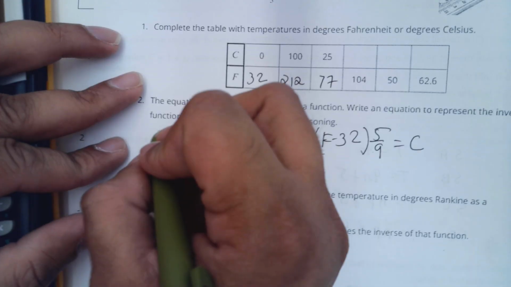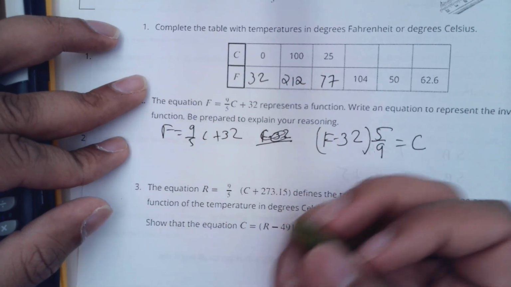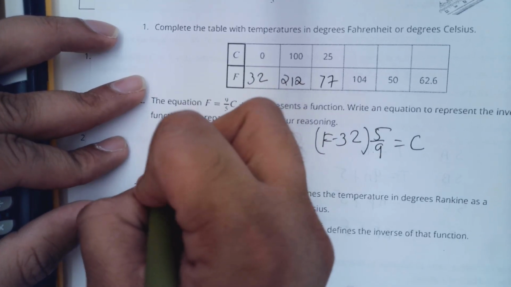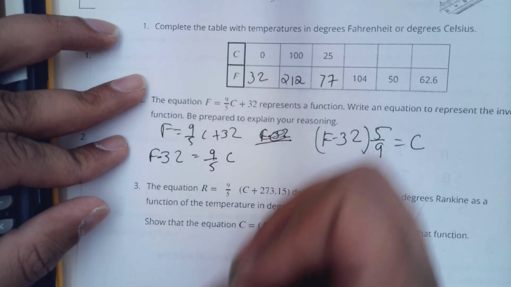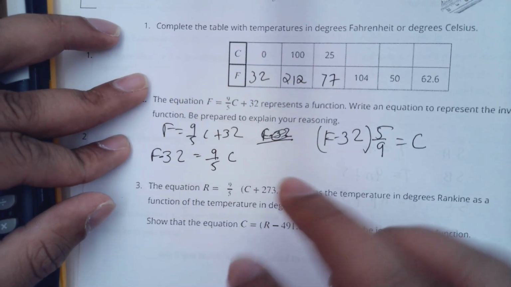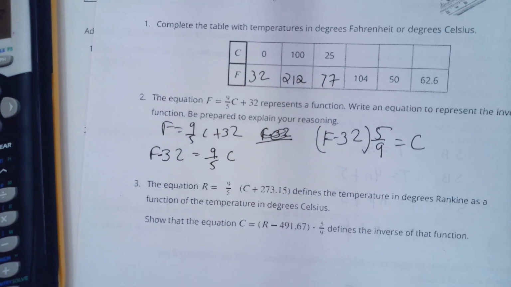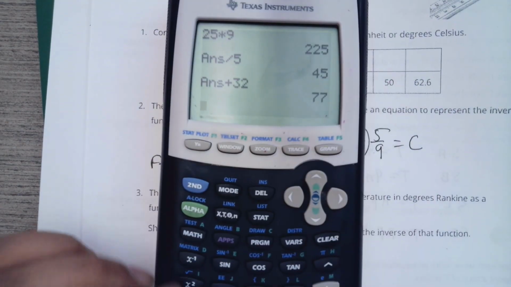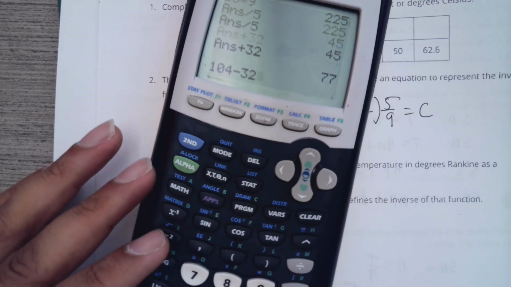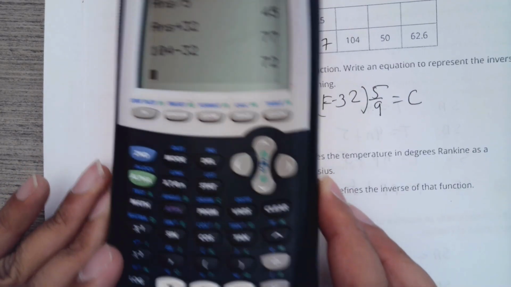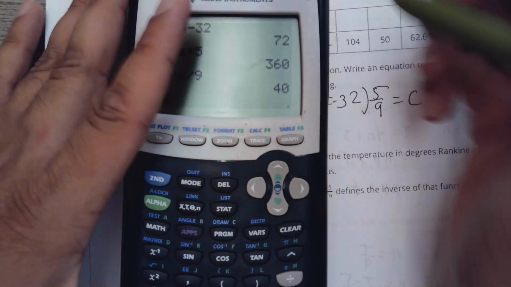You're given F equals 9/5 C plus 32. First step, subtract 32, and you get F minus 32 equals 9/5 C. Now to get rid of 9/5, you multiply by 5 over 9, and you get that. So let's plug in 104. You subtract 32 first: 104 minus 32. Then you do times 5 divided by 9, and you get 40.